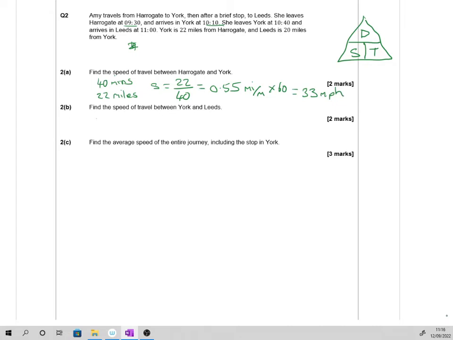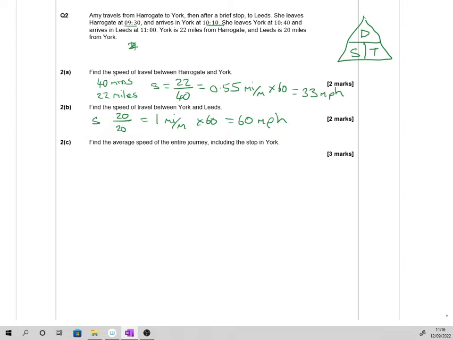Now find the speed between York and Leeds. Again, the speed is the distance between York and Leeds, 20, divided by the time. 10:40 to 11, that's 20 minutes. So that will be 1 mile per minute. Times that by 60 equals 60 miles per hour.